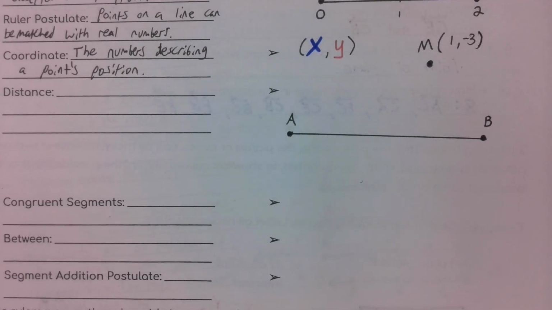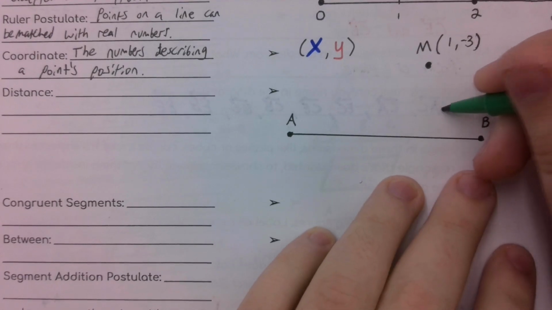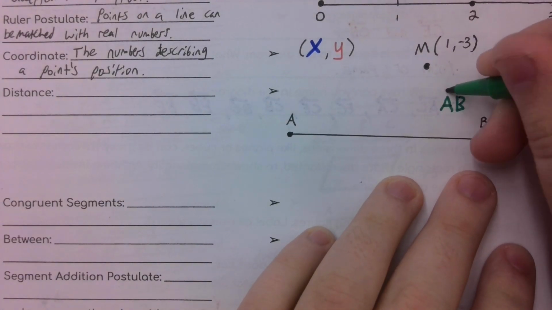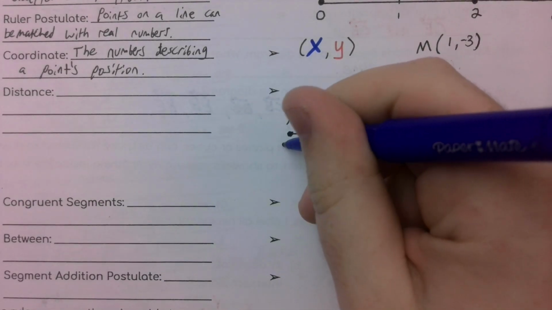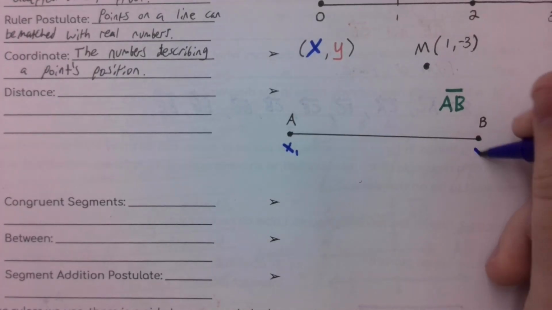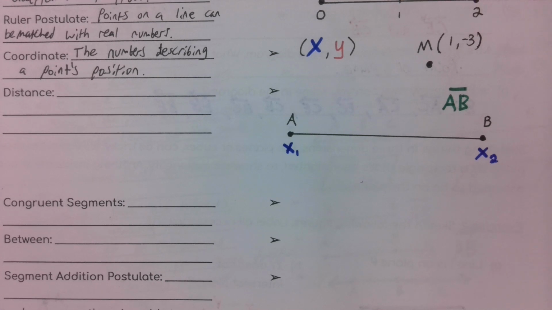First of all, what would we call this segment? Well, it has 2 endpoints, so we could name it line segment AB. The distance between A and B depends on where A and B are. So I'm going to name these points x1 and x2. This just represents 2 different unknown numbers, because I don't know where on a number line A and B are.